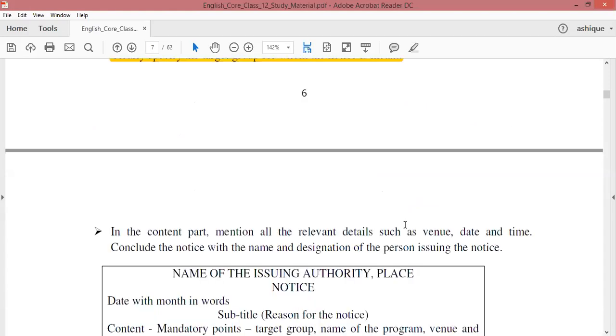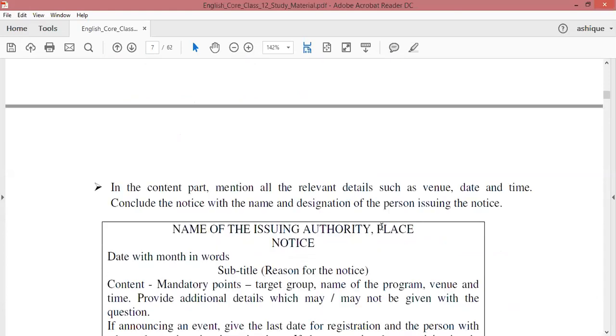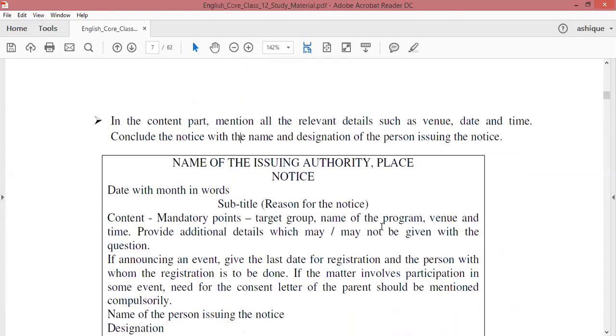Next point. In the content part, mention all relevant details such as venue, date, and time. Conclude the notice with the name and designation of the person issuing the notice. So when you are concluding, you have to write the name and designation of the person issuing the notice. Whoever is issuing the notice, his or her name must be written along with the designation. I hope you are clear with the points here.